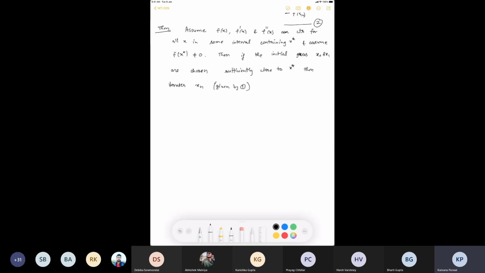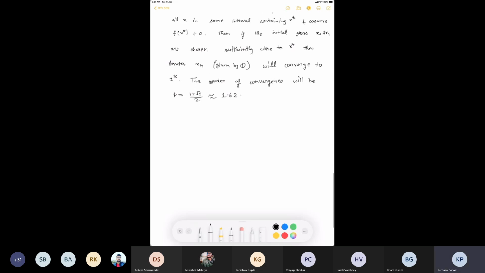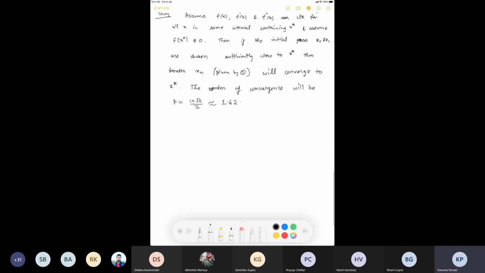Okay, so in that case, this iterative sequence will converge to x star, and the order of convergence will be 1 plus root 5 divided by 2, which is approximately 1.62. One immediate thing you can observe here is that the order of convergence is less than what we got for Newton's method. In Newton's method it was 2, but here it is 1.62. But it is better than the bisection method. Now we are just going to prove it.